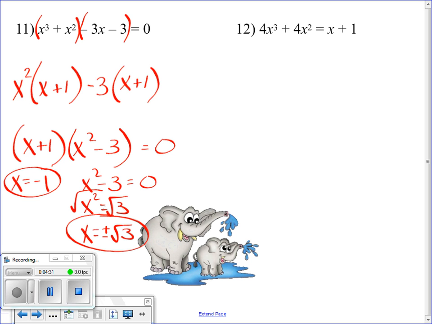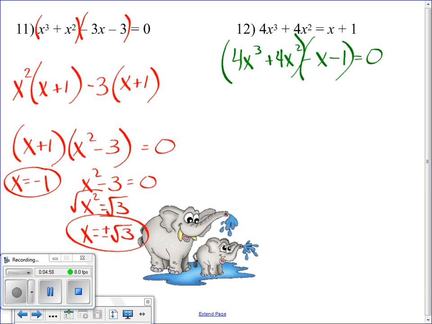If you figured it out on your own, kudos for you. Most people don't. What about number 12? What do you have to do first? Good. Set equal to 0. All right, so after we set it equal to 0, notice, hey, I have 4 terms. So we'll have to group the first 2, group the last 2.